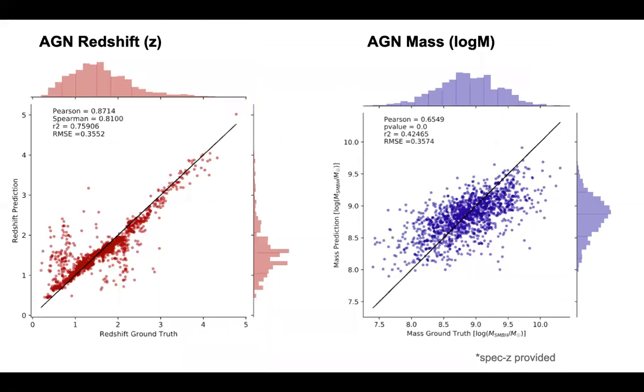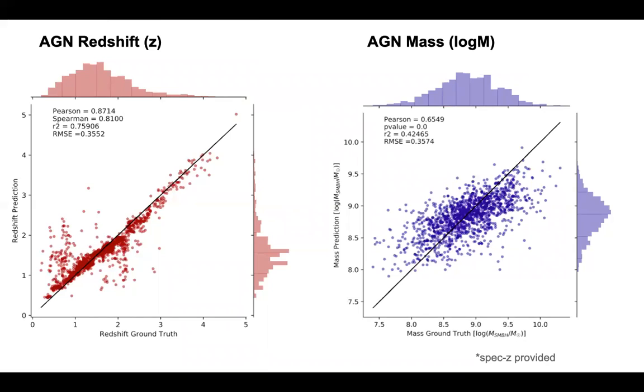On the left here are our AGNet results for predicting redshift, and on the right here are AGNet results for predicting mass. You can see that our model performs exceptionally well in predicting redshift. We do notice considerable deviation for predictions for Z less than 2. However, this is well understood and something we expected going into the project. This is basically caused by degeneracies in the colors of our quasars.